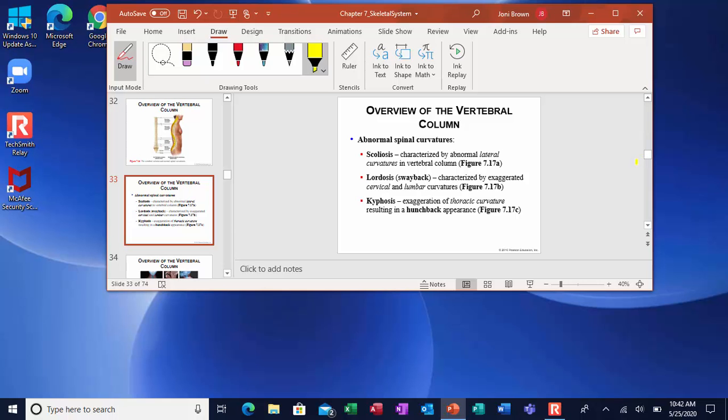Now, there's some abnormal curvatures. You were all checked for scoliosis in school during PE. I know they do it in the 9th grade. I think they do it in the 6th grade. It's where it curves abnormally, and it's lateral. And that's scoliosis. There's lordosis, where you can have a sway back. And we notice it most often in the lumbar curvature, but can also be in the cervical. Kyphosis is when you have that hunchback look, because the thoracic curvature is too pronounced.